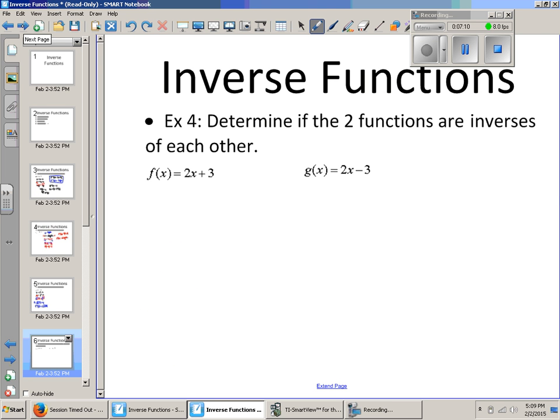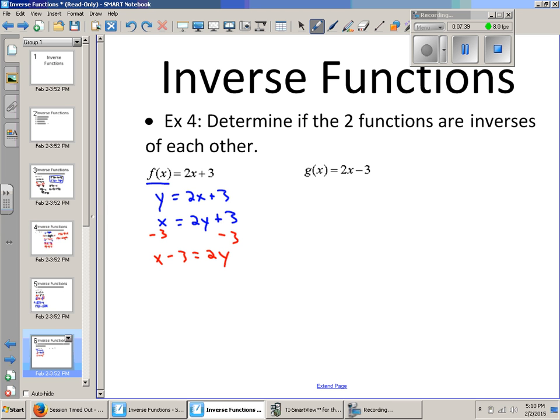Example 4, determine if these two functions are the inverse. So I need to take the inverse of f and see if it matches with g. And if it does, then I want to take the inverse of g and see if it matches with f. So change f of x to y. Switch x and y. Solve for y. X minus 3 equals 2y.